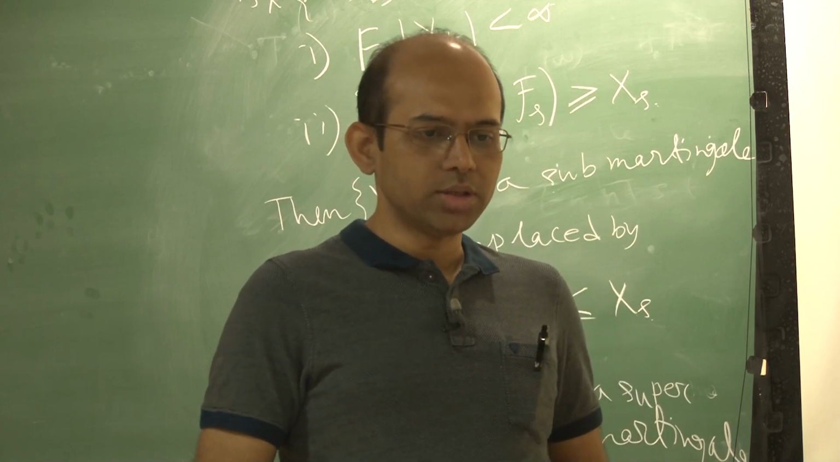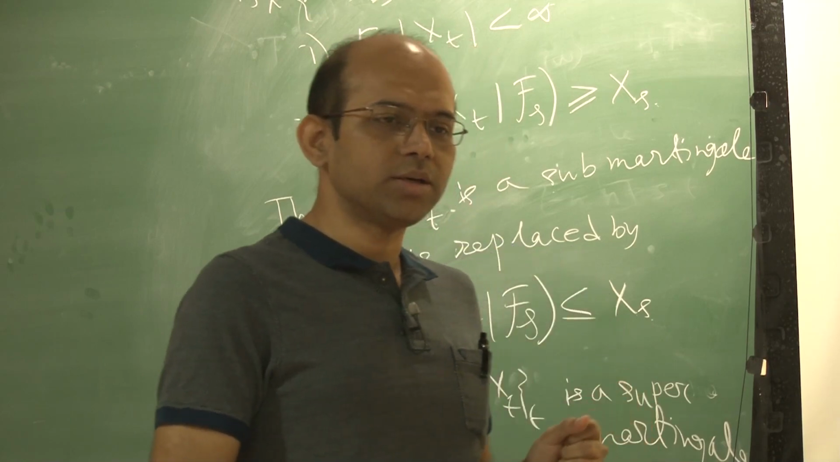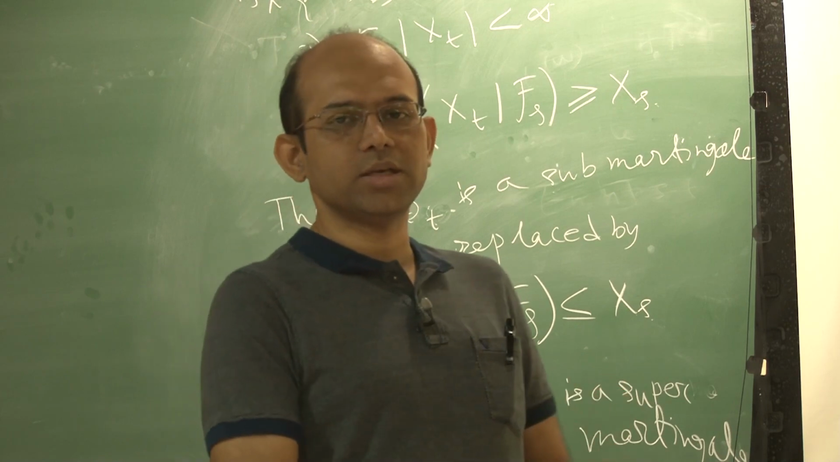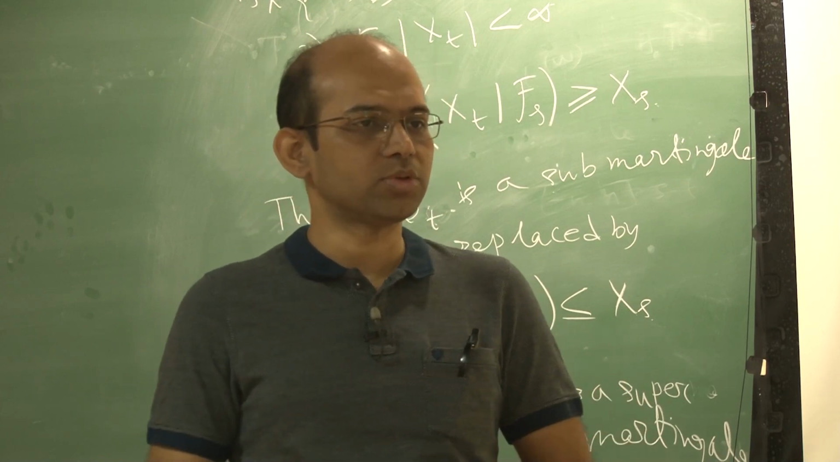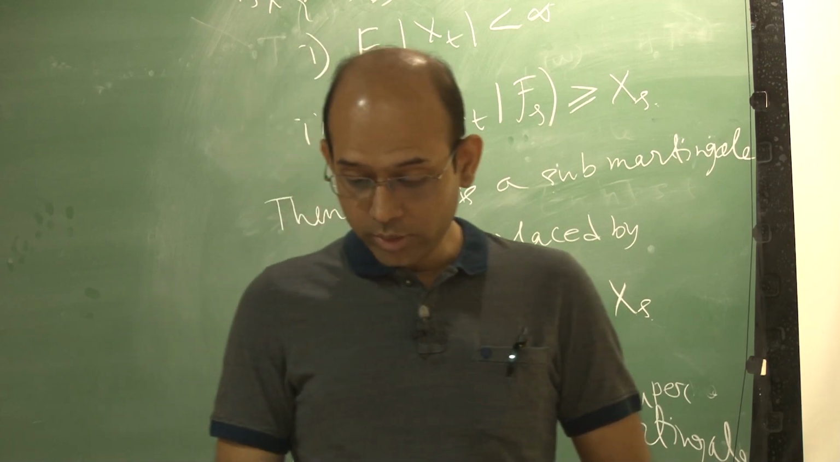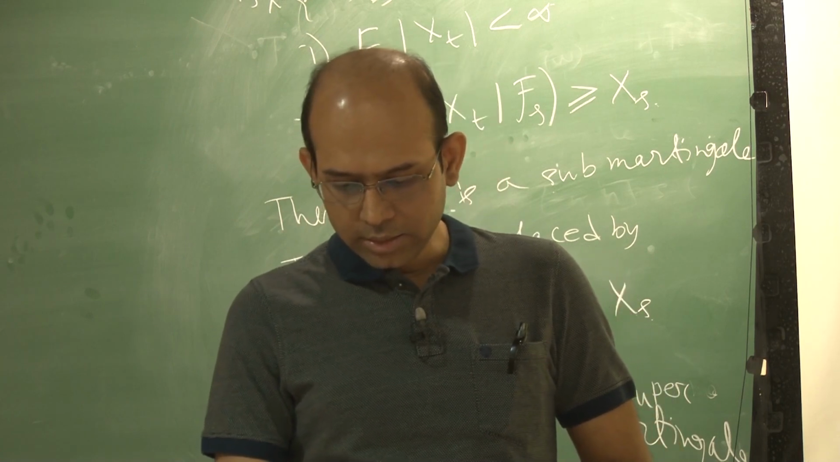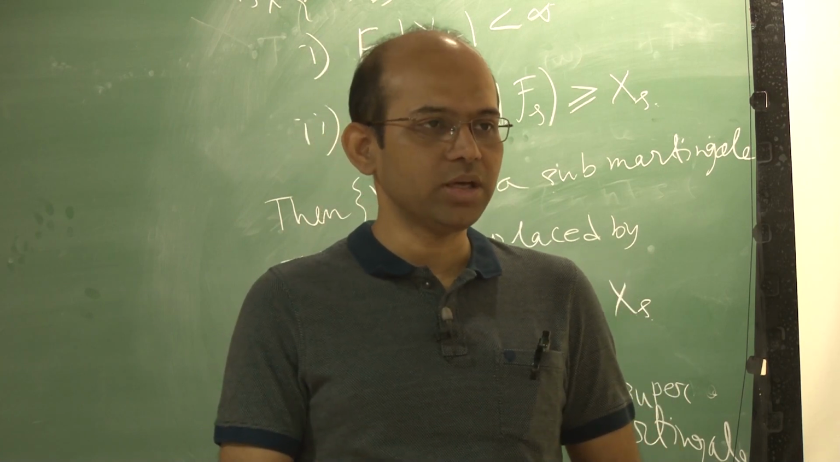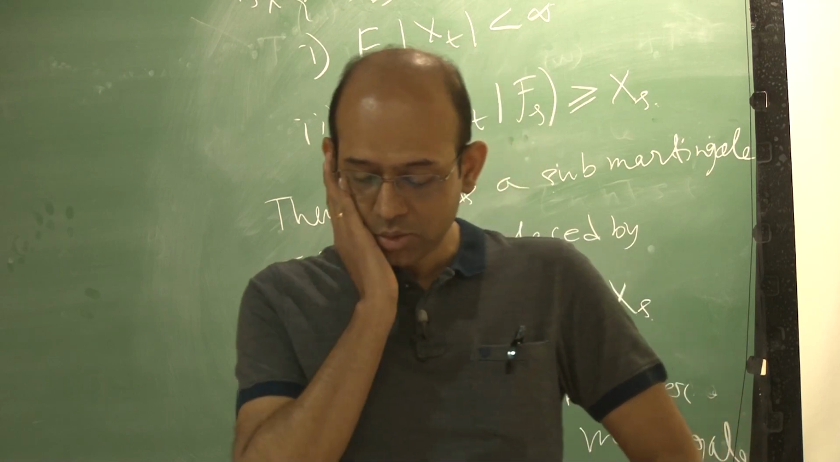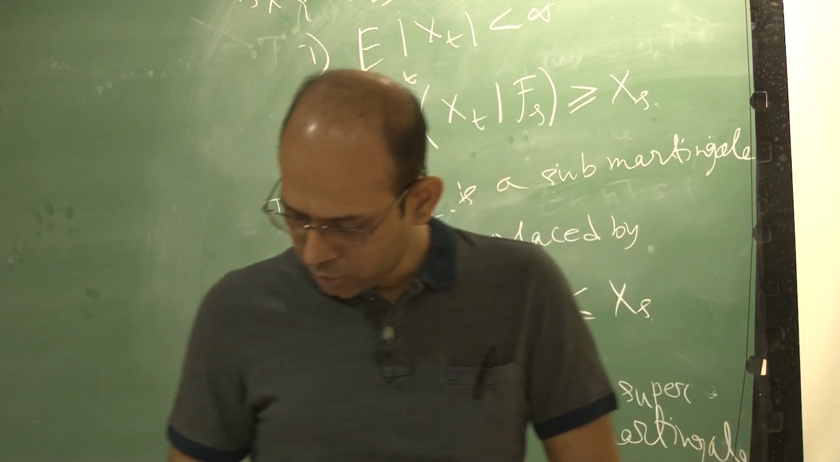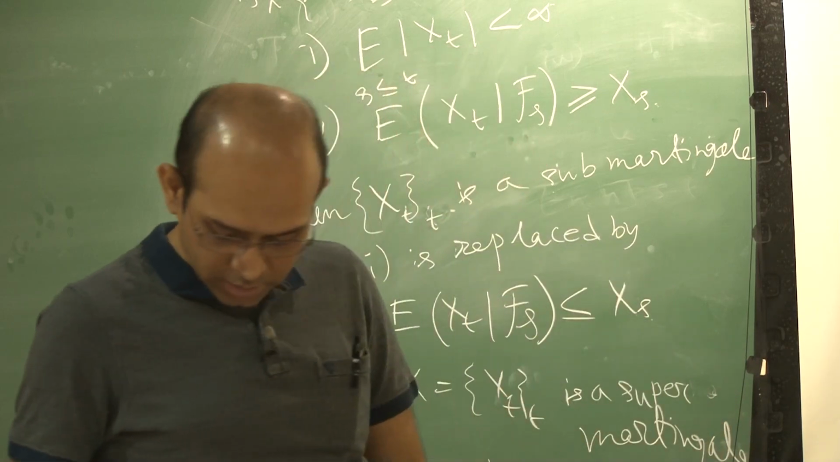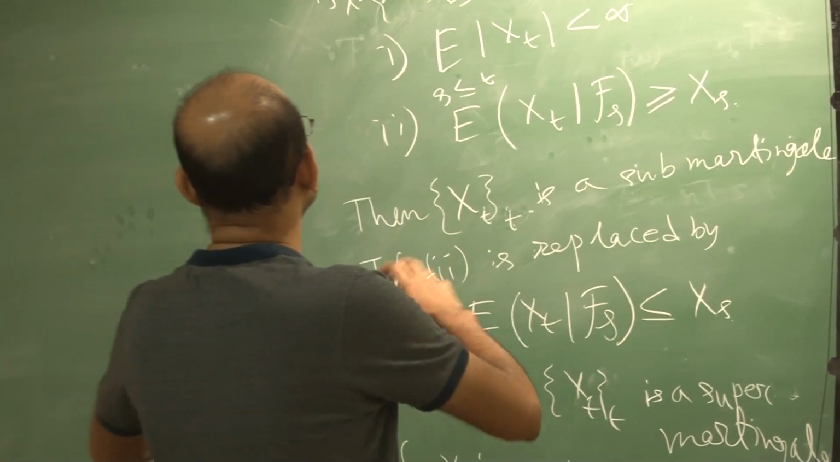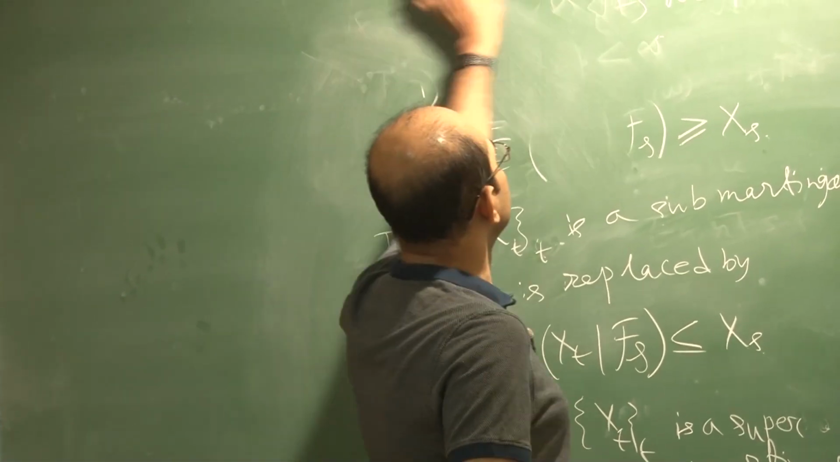So, we should start thinking about which processes can be integrated with respect to the martingales. We are now going to look at the space of integrands. What is the suitable space of integrands one should look for? Let me write this down somewhere, since I am just talking too much.